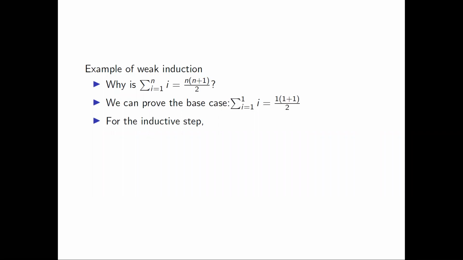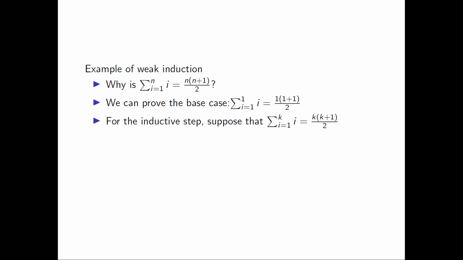Once we prove the base case, all we have to do is prove the inductive step. For the inductive step, we assume an inductive hypothesis. The inductive hypothesis is that our P, the proposition, is true up to some k. And in fact, for weak induction, we aren't even going to use the fact that it's true for any lesser k. We'll only assume that it's true at k, P of k.